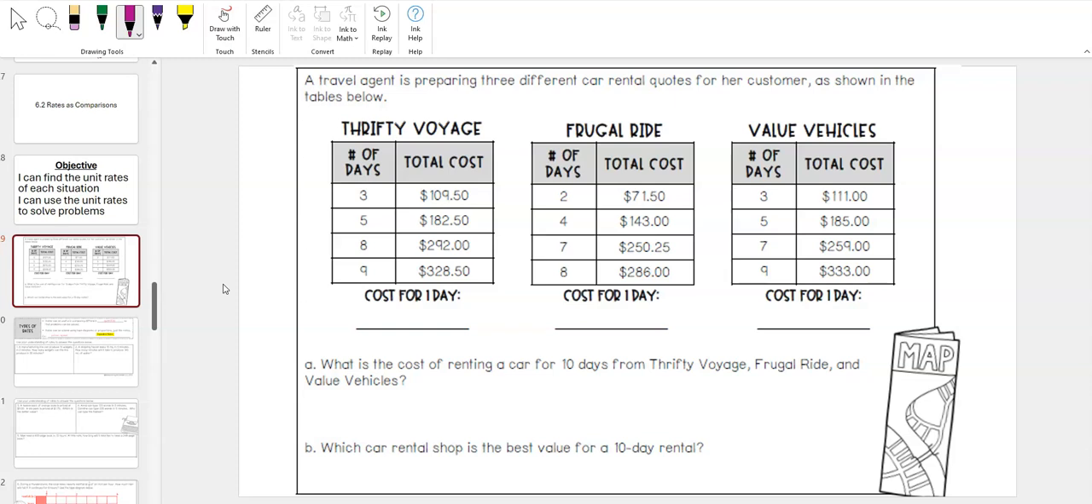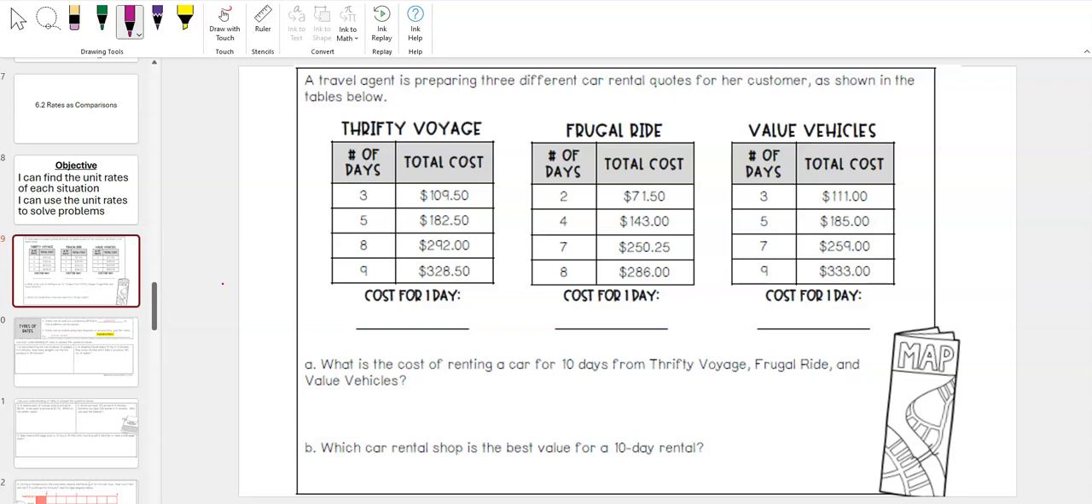All right, in this first one, we have a travel agent preparing 3 different car rental quotes for her customer, as shown in the table below. We need to find the cost for 1 day for each of these places, and then we need to figure out the cost of renting a car for 10 days from each place. And in the end, we're going to figure out which rental shop has the best value.